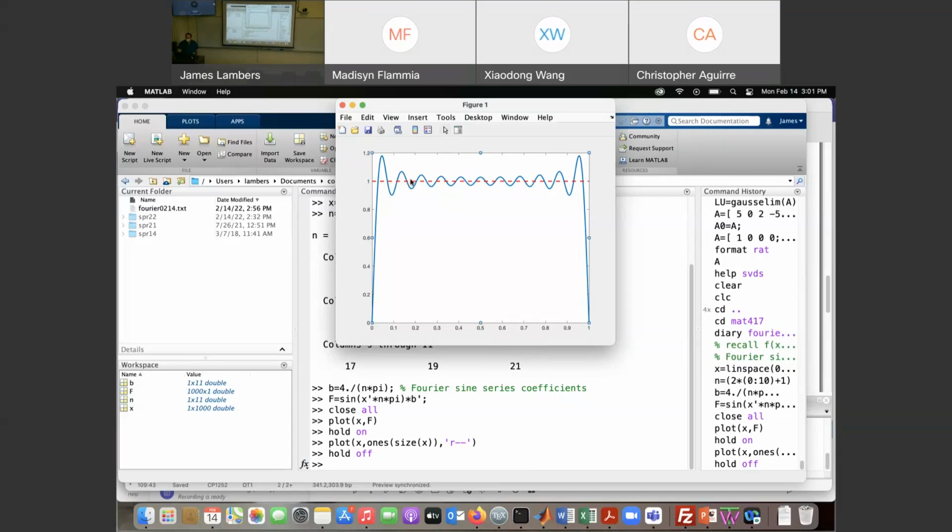And notice that it is really approaching 1, except at the boundary where it's going to be 0, because your Fourier sine series is going to satisfy homogeneous Dirichlet boundary conditions. It'll be 0 on the boundary. So this represents a discontinuity, thus the high-frequency oscillations. This is an example of Gibbs phenomenon.